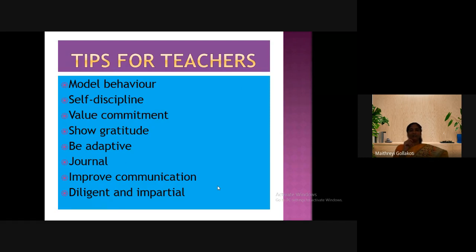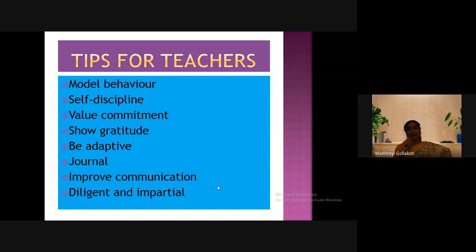Next, show gratitude. See, our colleagues help us in many ways. Our family helps us in many ways. Our management helps us in many ways. And students also help us in many ways. So we should be thankful to each and every one appropriately. We need not overdo it, but definitely we should give credit where it is due.